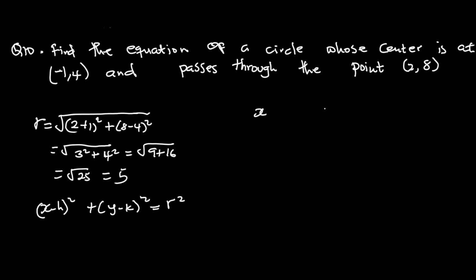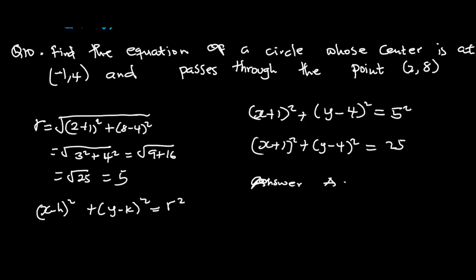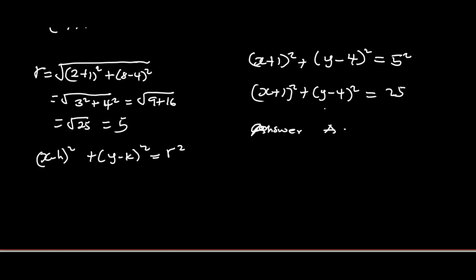So we have x minus our h, in this case is negative 1. So x minus negative 1, that will be x plus 1 squared, plus y minus k, which is 4 squared, equal to our r, which is 5 squared. So if you simplify, you're having x plus 1 squared plus y minus 4 squared equal to 25, and that corresponds with A. So the answer is A. Now let's move on to question 11. Question 11.